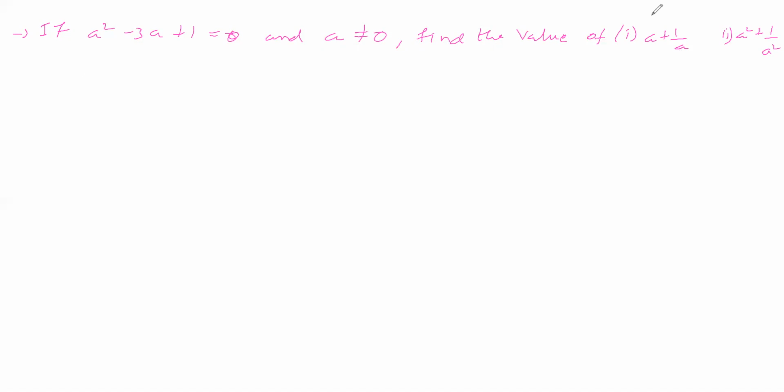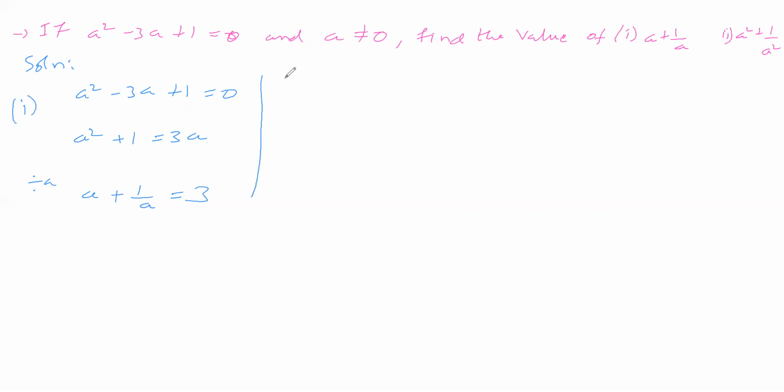Now we will go for the solution. We will take the given thing, a square minus 3a plus 1 is equal to 0. Now we will rewrite this: a square plus 1 is equal to 3a. Then divide by a. So a plus 1 by a is equal to 3. So we got the first subdivision. Now we will go to the second subdivision.